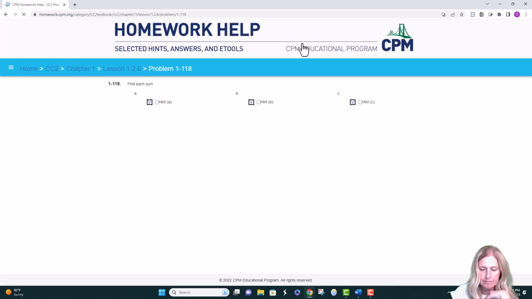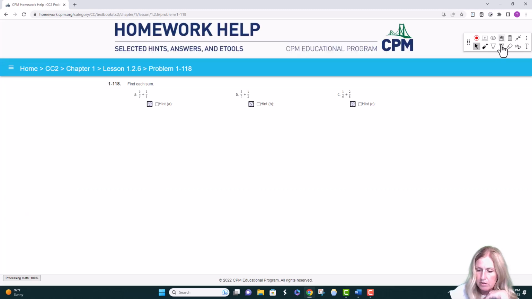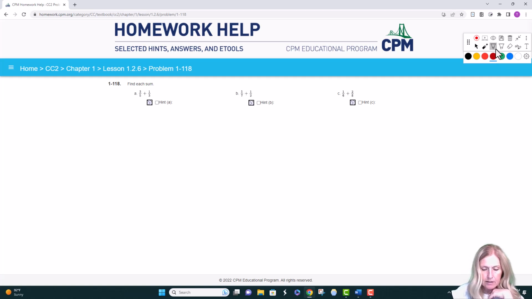Number 18. Find each sum. Okay, it's just practicing adding fractions with unlike denominators. So let's try what I showed you. Get your denominators, start with the larger number, and start listing multiples, and ask yourself each time, is 3 a factor of that number, or does 3 divide into it? It means the same thing.